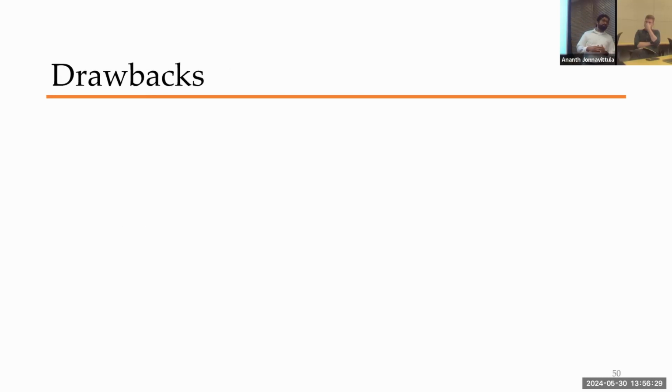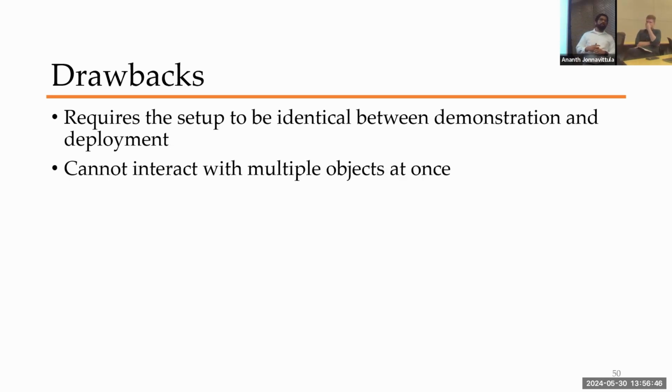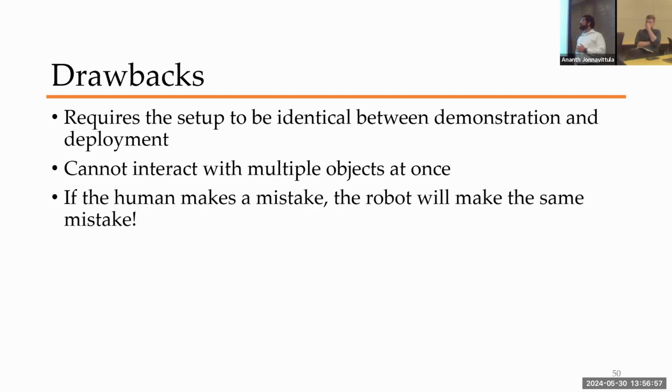So once again, let's take a look at some drawbacks of this method, of which there are a few. The first is that we need the settings to be identical between the human's demonstration and the robot. So if the settings change a little bit, maybe the object is in a different location, the robot will not work. On top of that, because of the way we're extracting the objects and their trajectories, it can only interact with one object at once. So if you want to pick up 2 objects at the same time, our method will not work. And then this carries over from the previous case. If the human makes a mistake, the robot has no additional information to get better. It will just make the same mistakes.